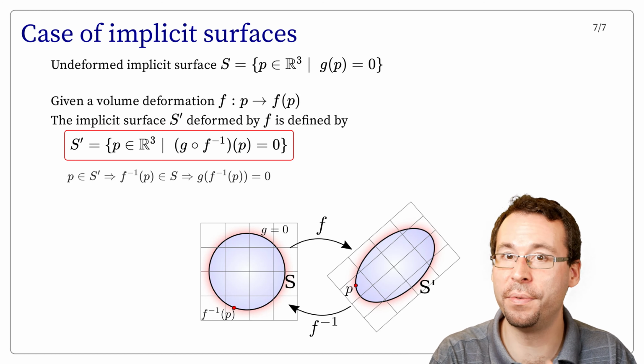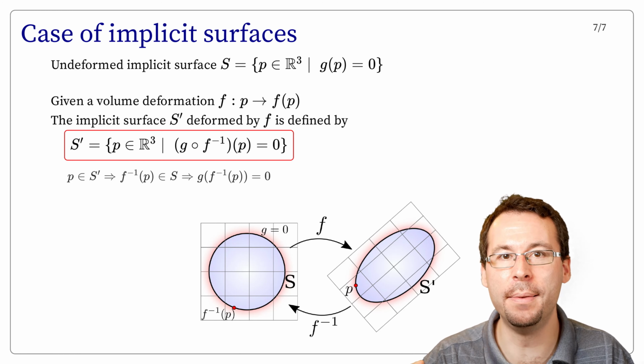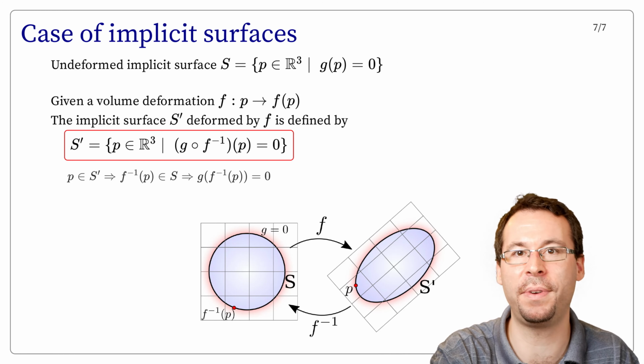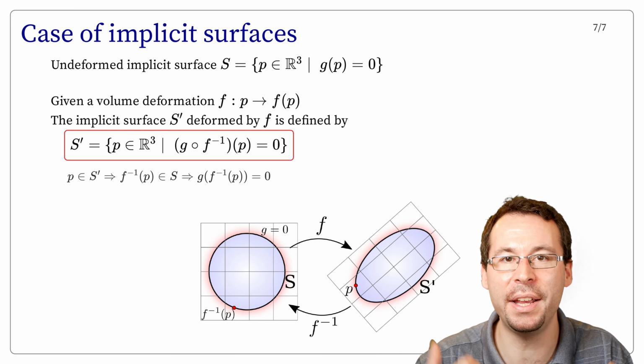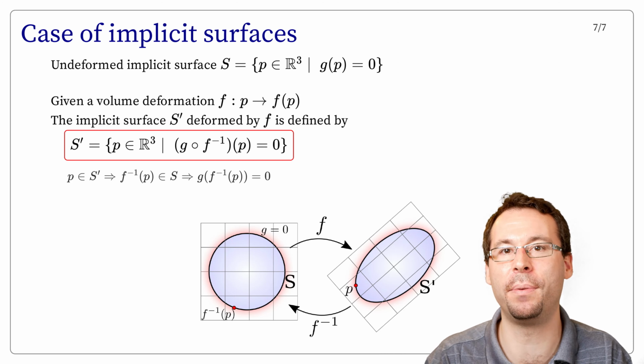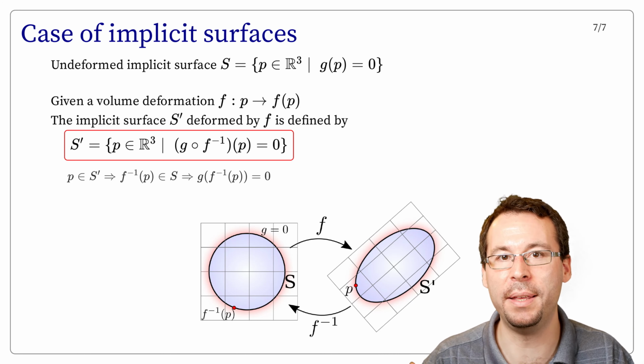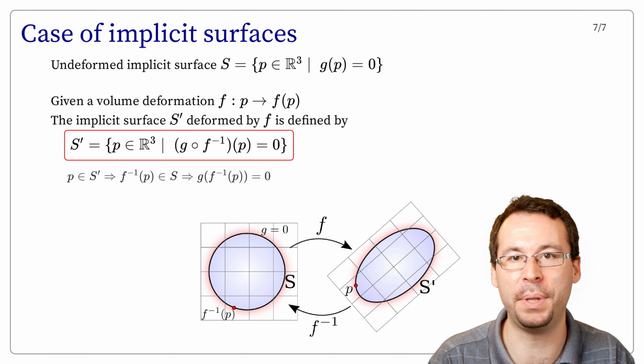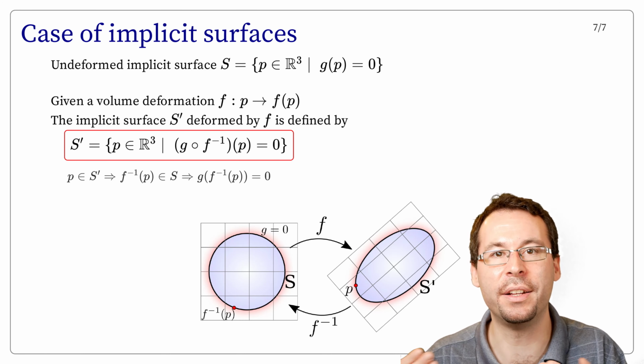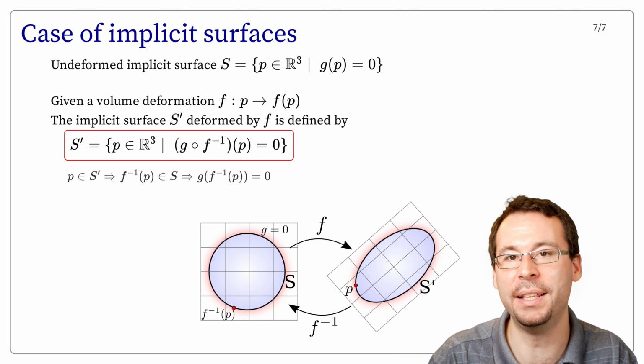So the logic is the following actually. A position P belongs to the deformed isosurface if its pre-image is on the undeformed isosurface. And its pre-image is F inverse of P. And it has to be such that J of F inverse of P is equal to 0.